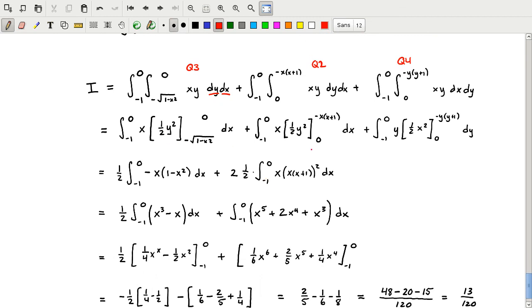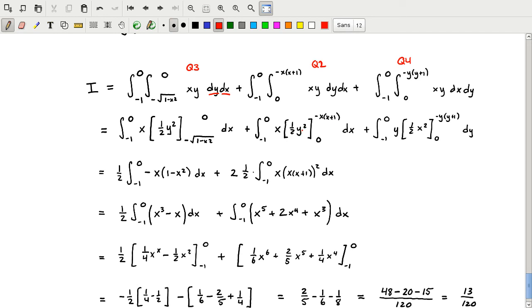We can proceed with each of these in greater steps. We have here, pull the 1/2 out, substitute here 1 minus x squared in for y squared. That's evaluated at 0. We get 0, and then subtracting the value when we plug in this gives us negative x times 1 minus x squared dx. Then these two integrals here we see are actually the same. This is going to be 1/2 y squared evaluated at negative x, x plus 1.